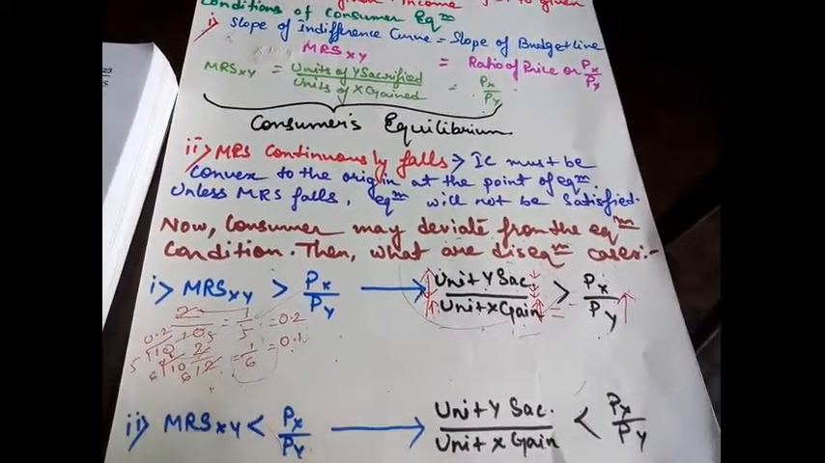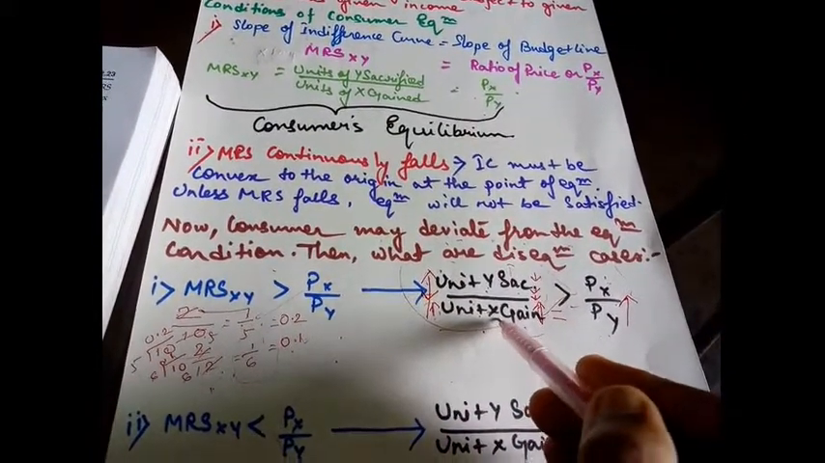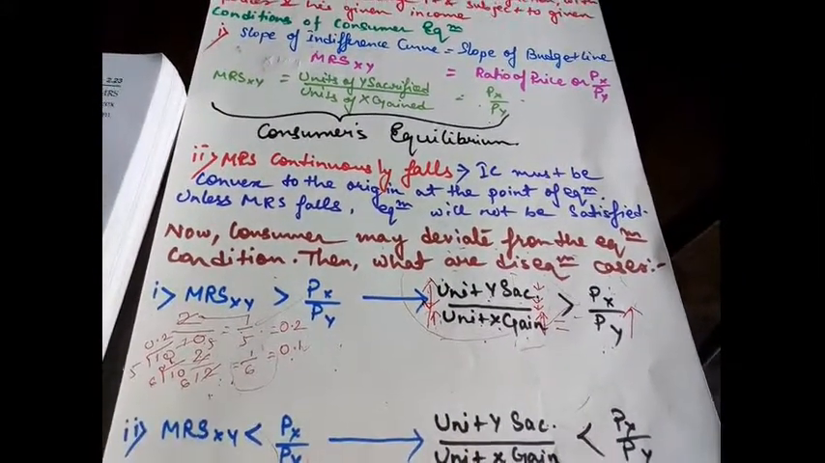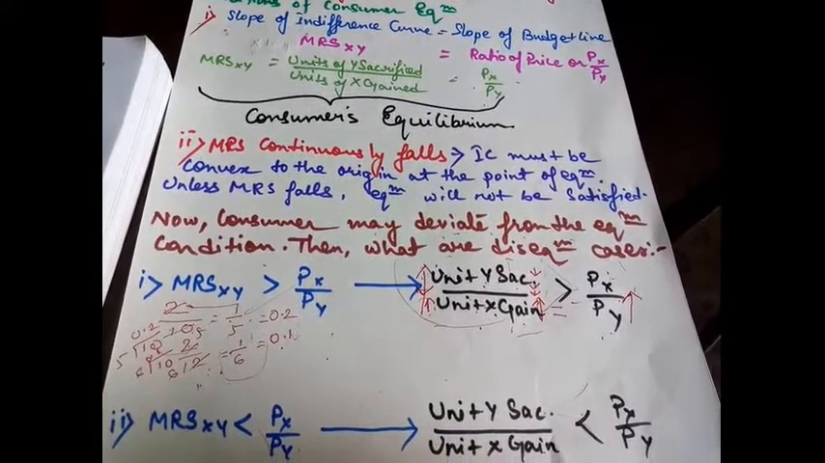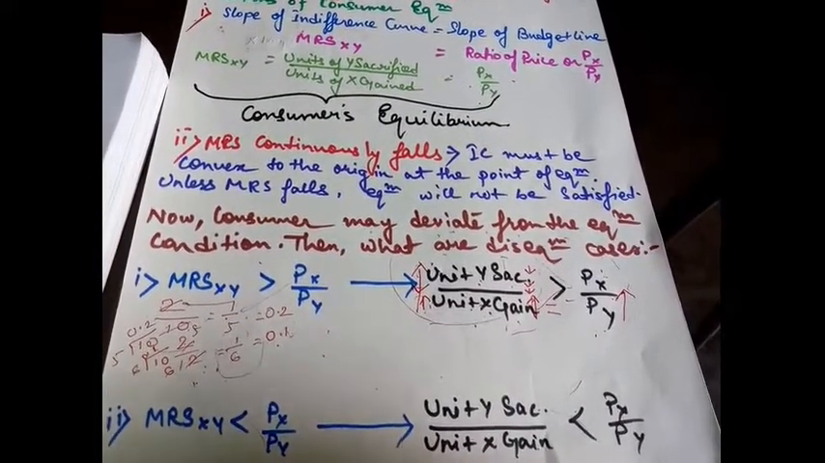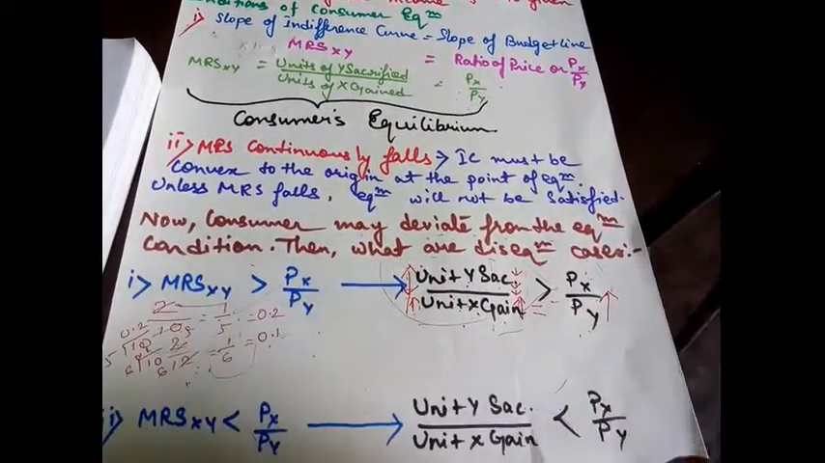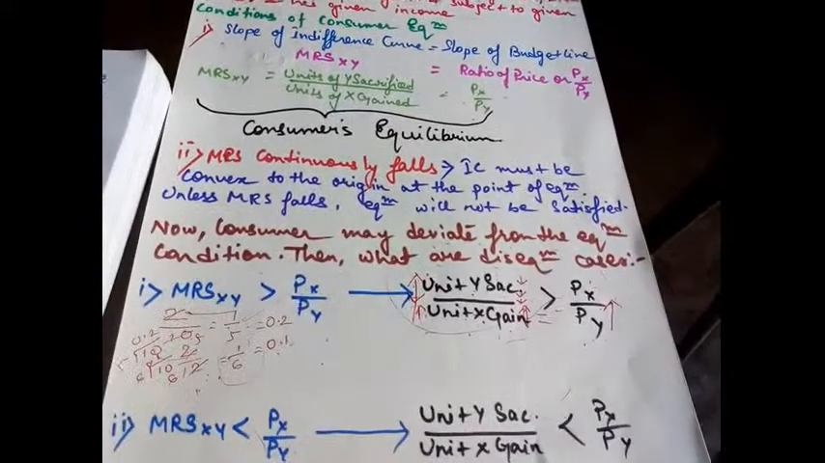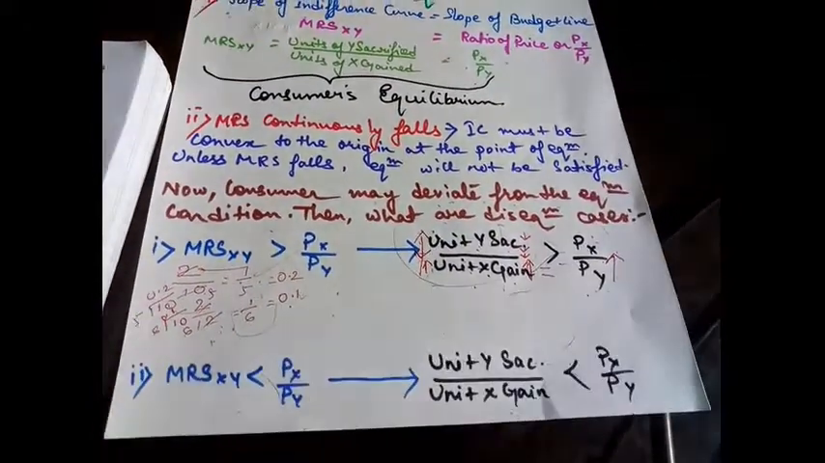So, this mathematical concept I am putting here. If I start consuming more of X, the numerator will automatically increase. Then I have to reduce the consumption of Y. Then in that case also, this whole fraction will come down and it will be equal to my right hand side. Isn't it? We are going to the equilibrium case.